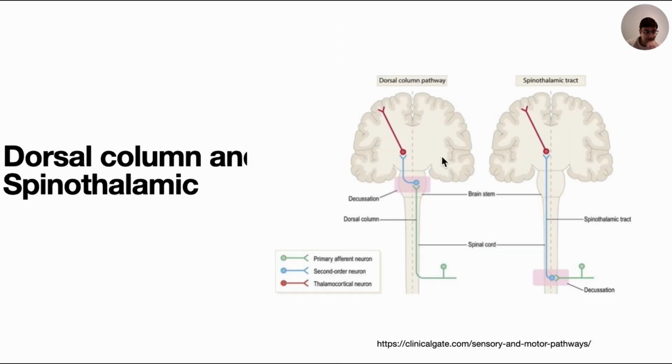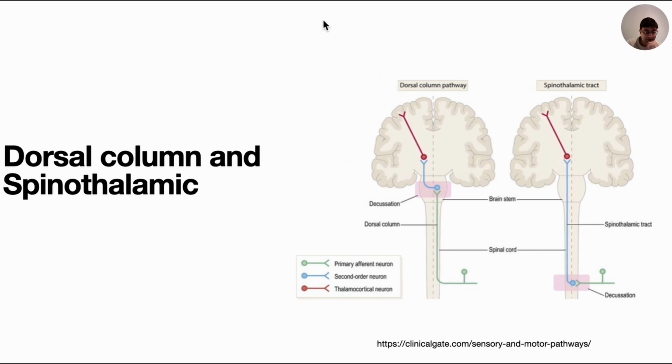Next, let's talk a little bit about the sensory pathways. As I mentioned before, the two main sensory pathways to be aware of are the dorsal columns, which carry information about proprioception or joint position sense. The second type of sensory tract to be aware of is the spinothalamic tract, which carries information about pain and temperature from your peripheries up into your brain. So let's first consider the dorsal column pathway that carries proprioceptive information.